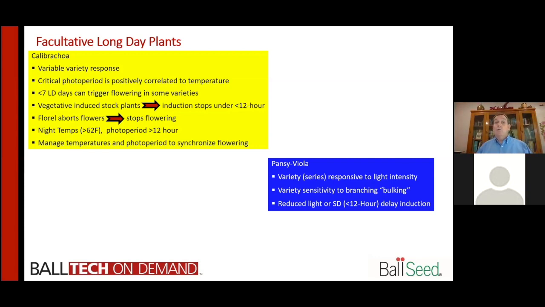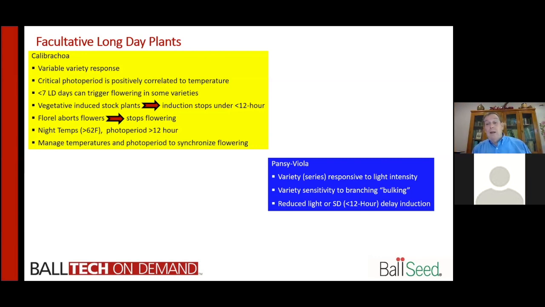In that case, what we do is we reduce the light intensity to basically trick them into believing they're under somewhat of a short day condition, even though we're not pulling short days. What that does is it delays flowering so that we end up with good basal branching and a full plant. So if you struggle with stick in a pot syndrome, basically in the fall pansies, maybe you should be putting a little short days on them or reduce light intensity to get them to bulk.